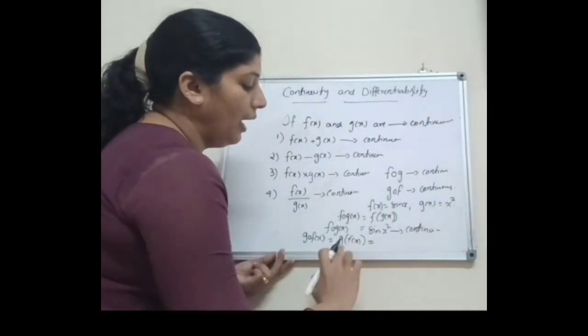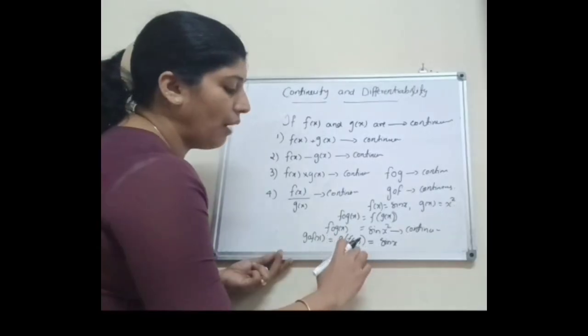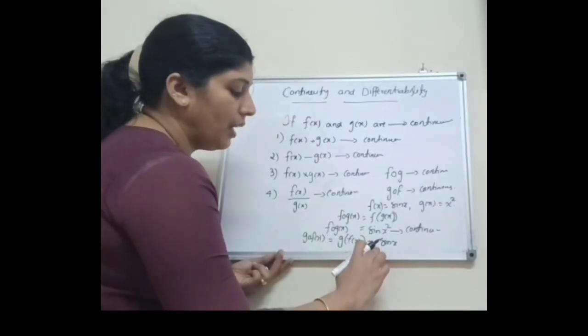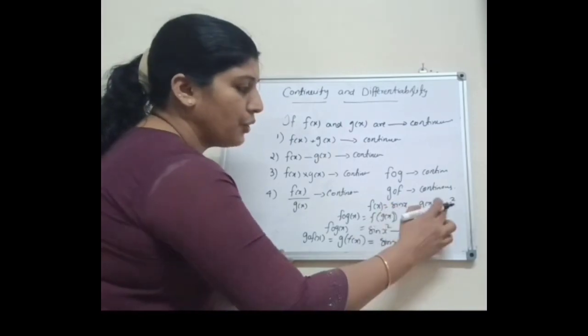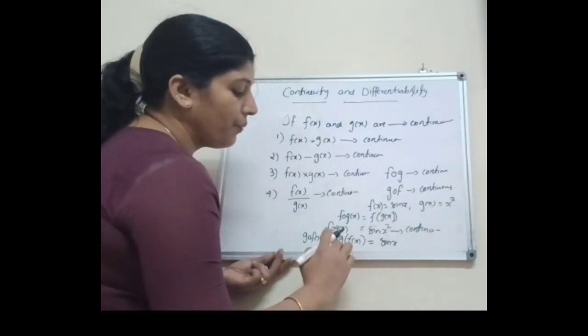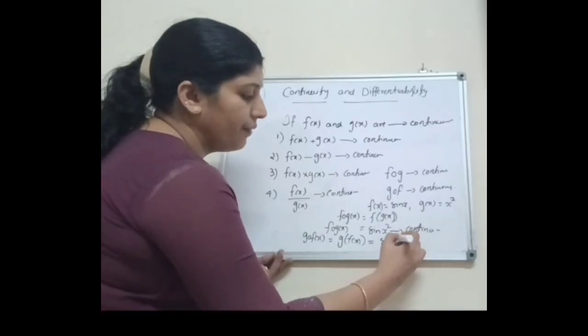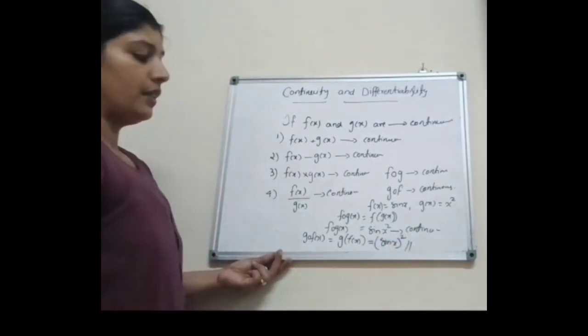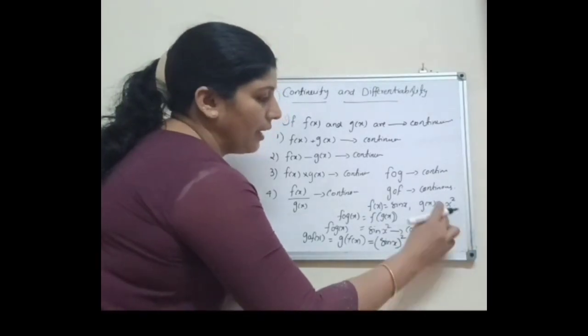That means g of f of x can be written as g of x into f of x, equal to g of f of x. Here f of x is sin x and g of x is x square. Therefore, g of f of x, that is f of x the whole square, that is sin x whole square. It is also a continuous function because sin x and x square are continuous.